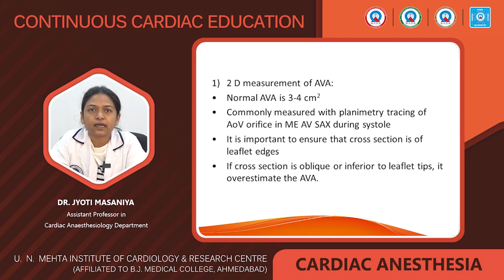Normal aortic valve area is 3 to 4 cm squared, and it is commonly measured with planimetry tracing of the aortic valve orifice in the mid-esophageal AV short axis view during systole. While measuring the aortic valve area with planimetry, we have to ensure that the cross section is at the leaflet edges. If the cross section is oblique or inferior to the leaflet tips, then it can overestimate the aortic valve area.